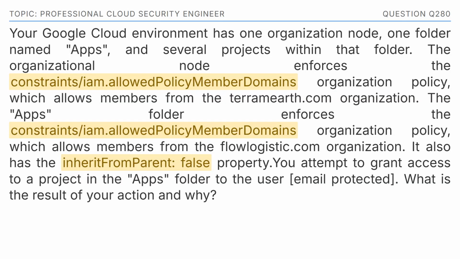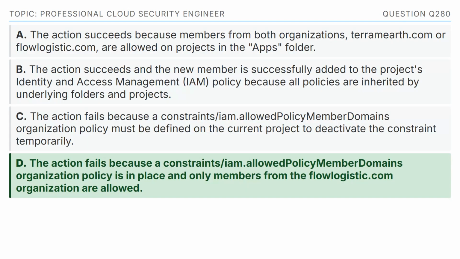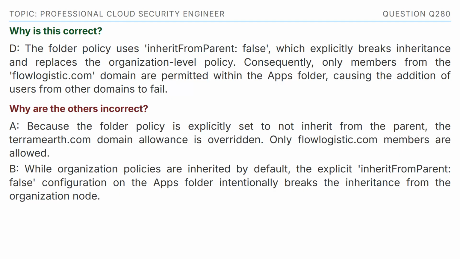To arrive at the correct answer, we focus on the keywords: constraints/iam.allowedPolicyMemberDomains, inherit from parent, false. The correct answer is option D. The action fails because a constraints/iam.allowedPolicyMemberDomains organization policy is in place and only members from the FlowLogistic.com organization are allowed. Why is this correct? D. The folder policy uses inherit from parent, false, which explicitly breaks inheritance and replaces the organization-level policy.